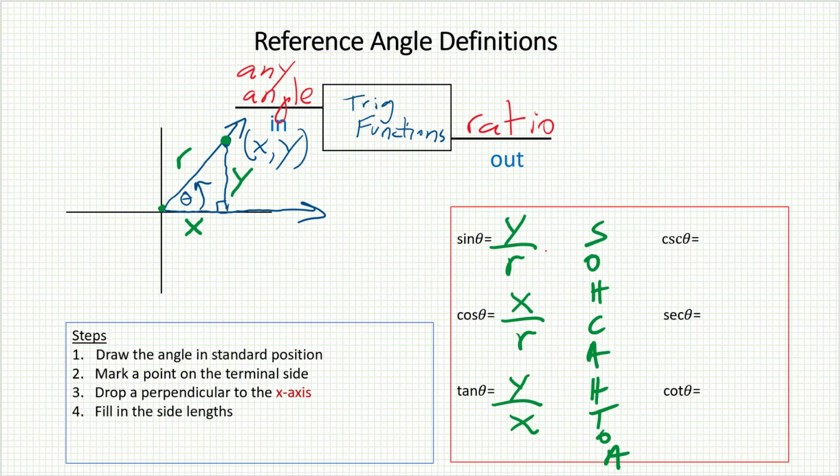inserted into the functions. The other three functions are still the reciprocals of the first three, so cosecant would be r over y, secant r over x, and cotangent would be x over y. Again, the key here is that SOHCAHTOA still works.